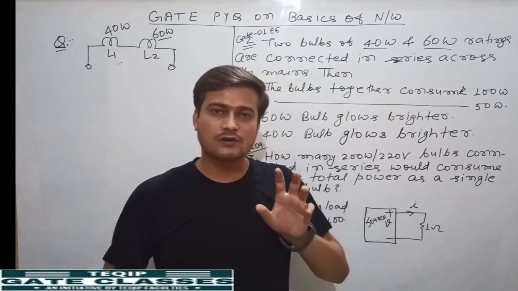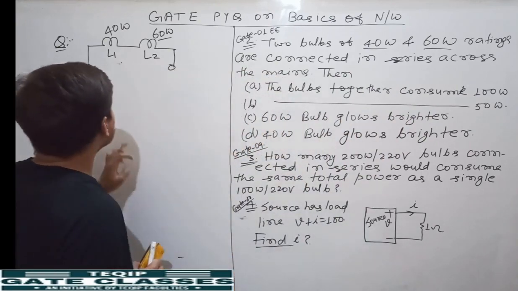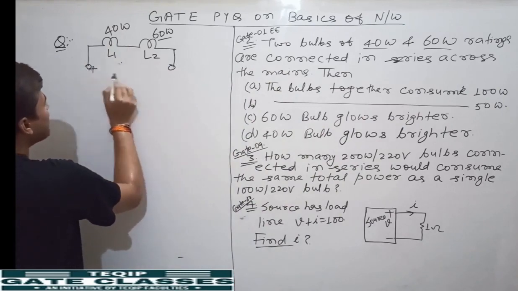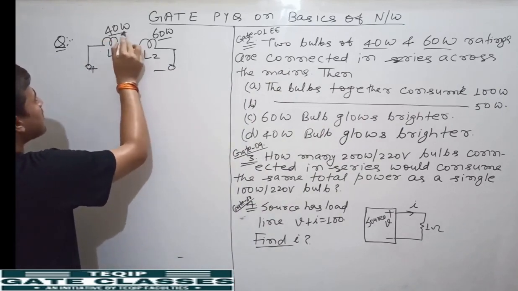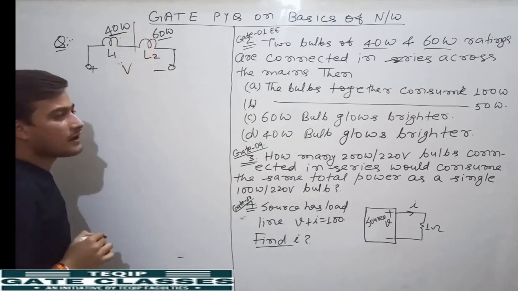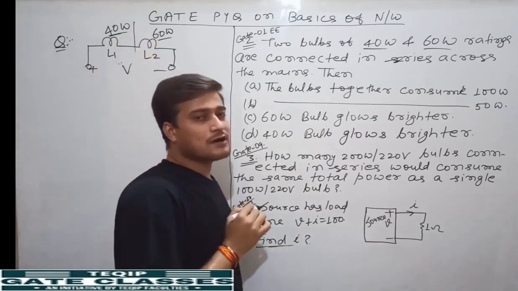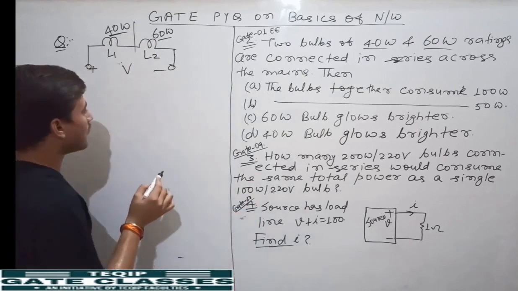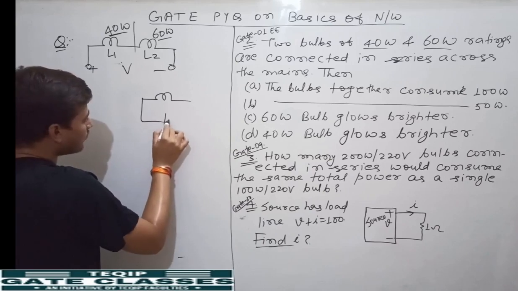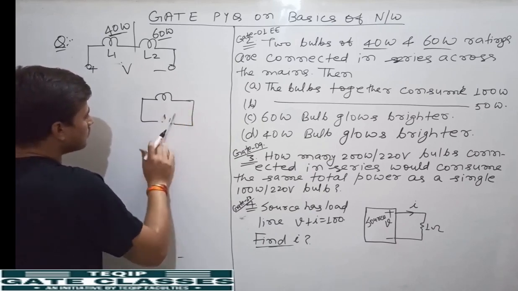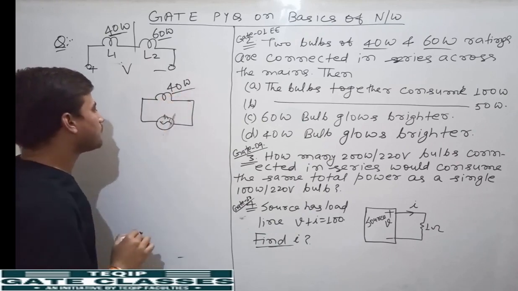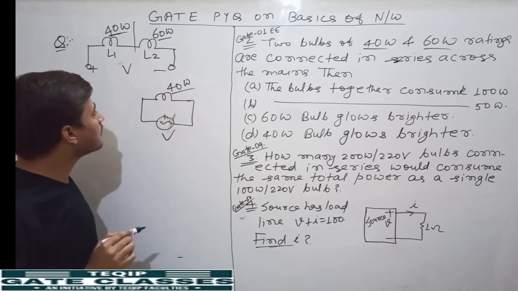Let us see how to solve this type of question. Think about this rating. Here it is connected to plus minus V. Next, think about this rating 40 watt. What was the rating of the bulb? 40 watt means what? When the bulb alone was connected across V, at that time its rating was 40 watt.